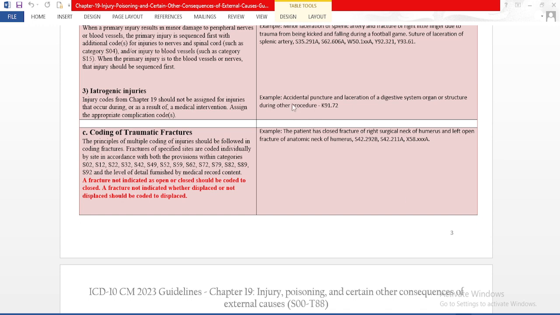So here we have an example. Accidental puncture and laceration of a digestive system organ or structure during other procedure. So here we have not coded a Chapter 19 series injury. Here we have coded a complication, K91.72.